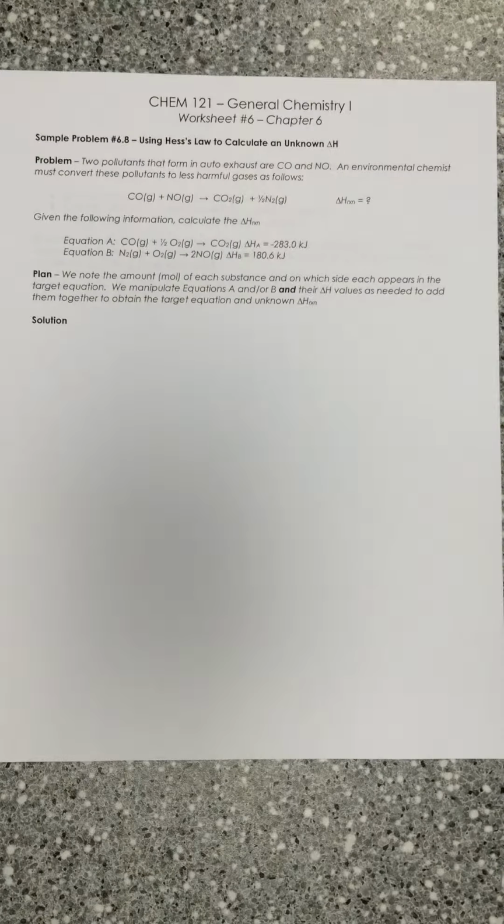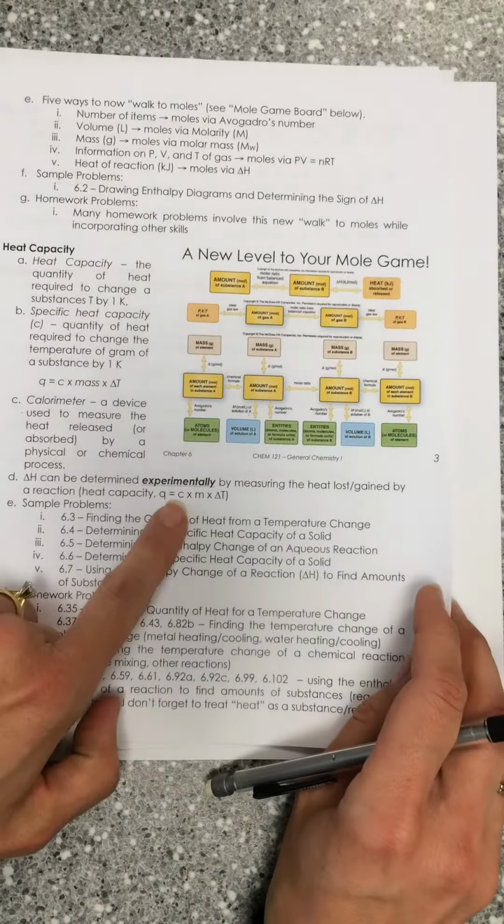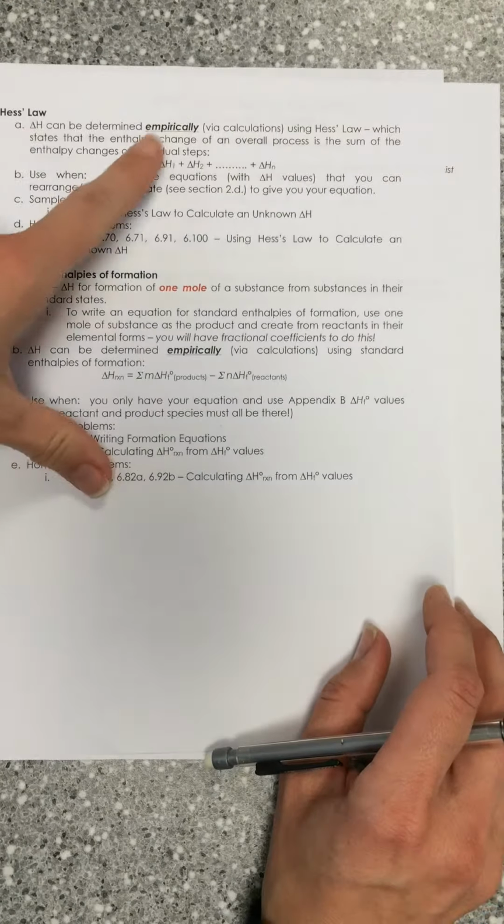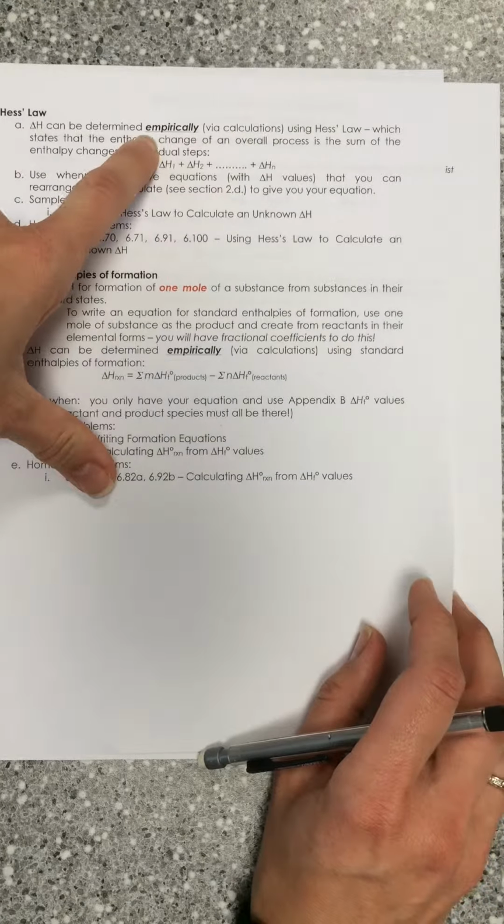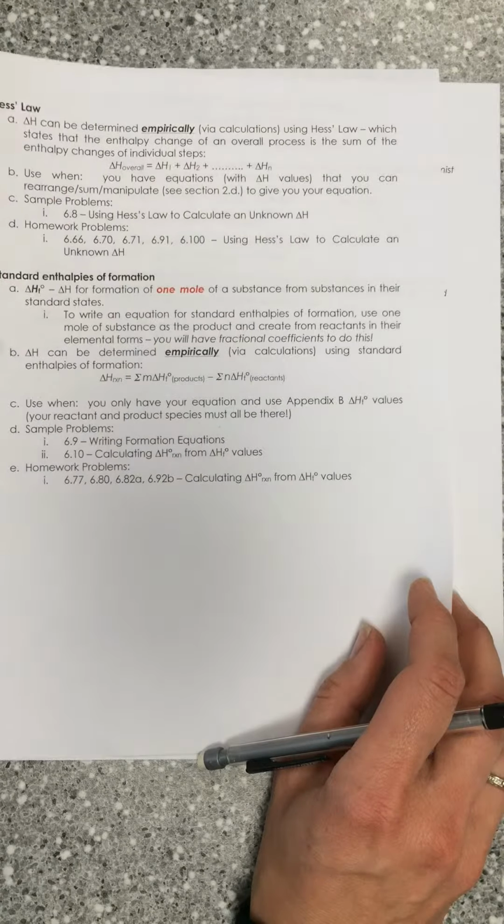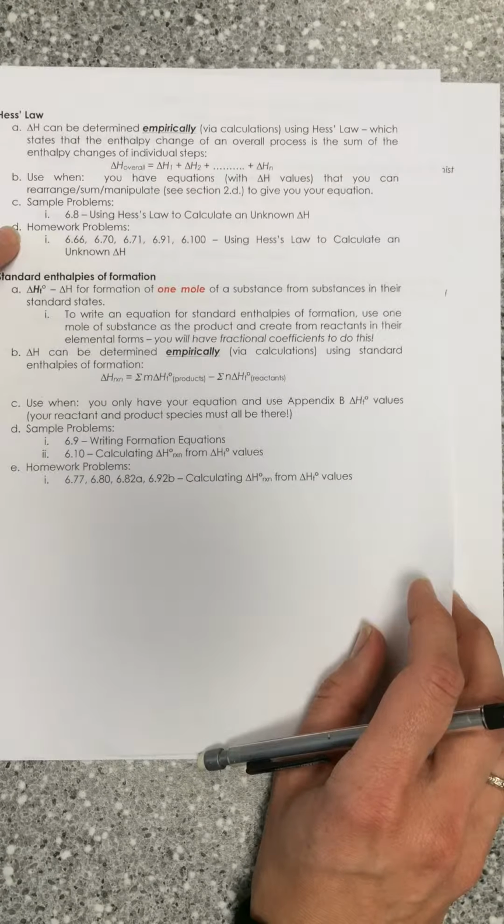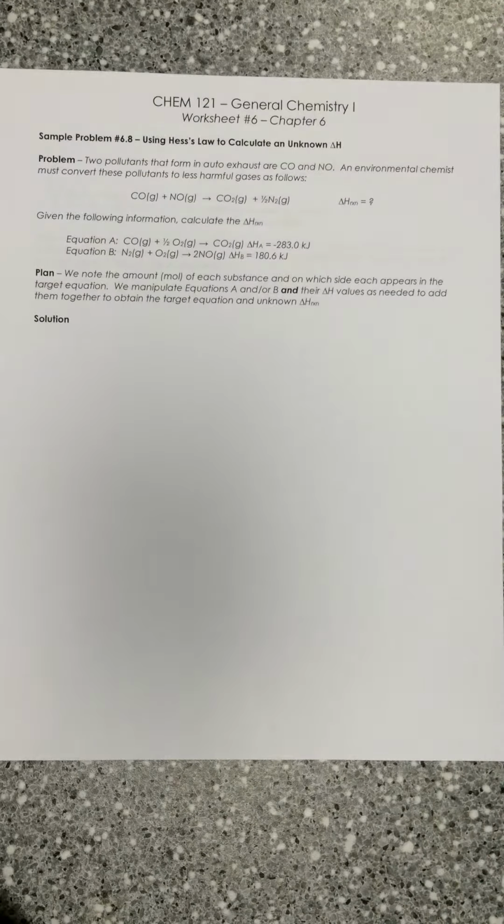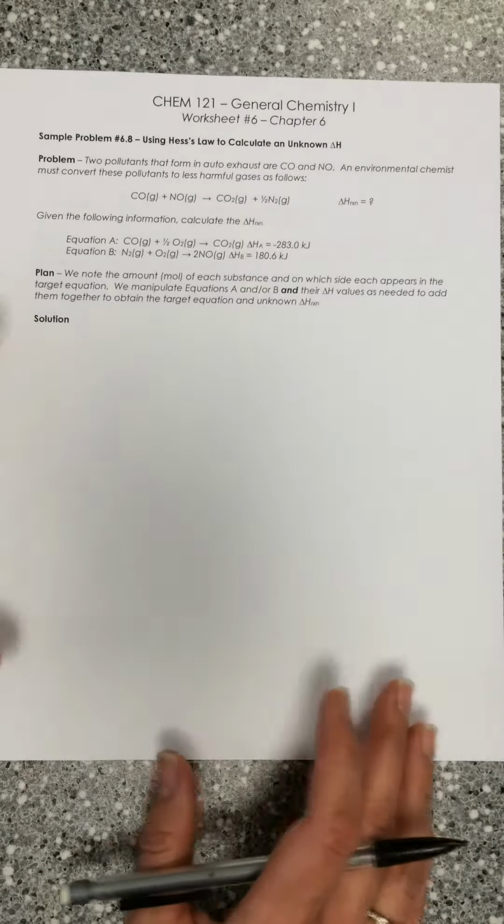Okay, our last few sample problems move away from experimental methods to calculate delta H, so this concept of heat capacity, and move on to what we call empirical methods or calculation methods for determining delta H. So the first problem deals with what we call Hess's Law, and that's basically looking at manipulating existing thermochemical equations to give you a final thermochemical equation.